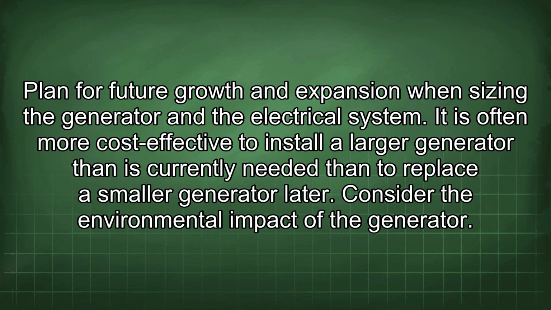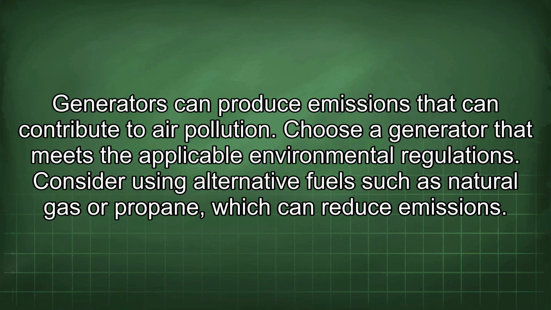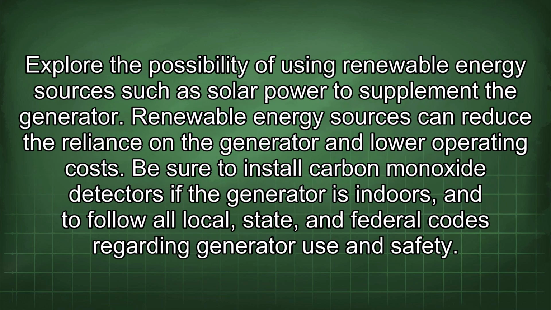later. Consider the environmental impact of the generator. Generators can produce emissions that can contribute to air pollution. Choose a generator that meets the applicable environmental regulations. Consider using alternative fuels such as natural gas or propane, which can reduce emissions. Explore the possibility of using renewable energy sources such as solar power to supplement the generator. Renewable energy sources can reduce the reliance on the generator and lower operating costs.